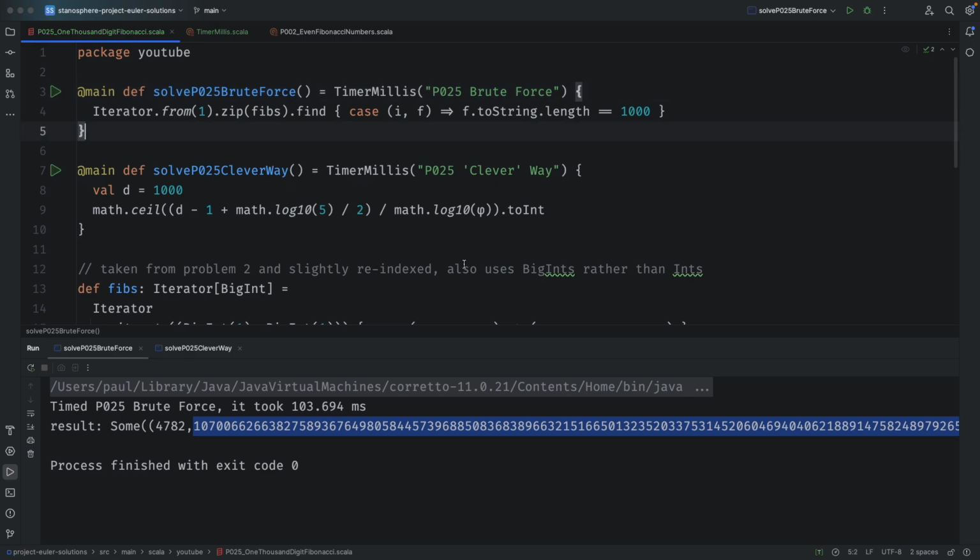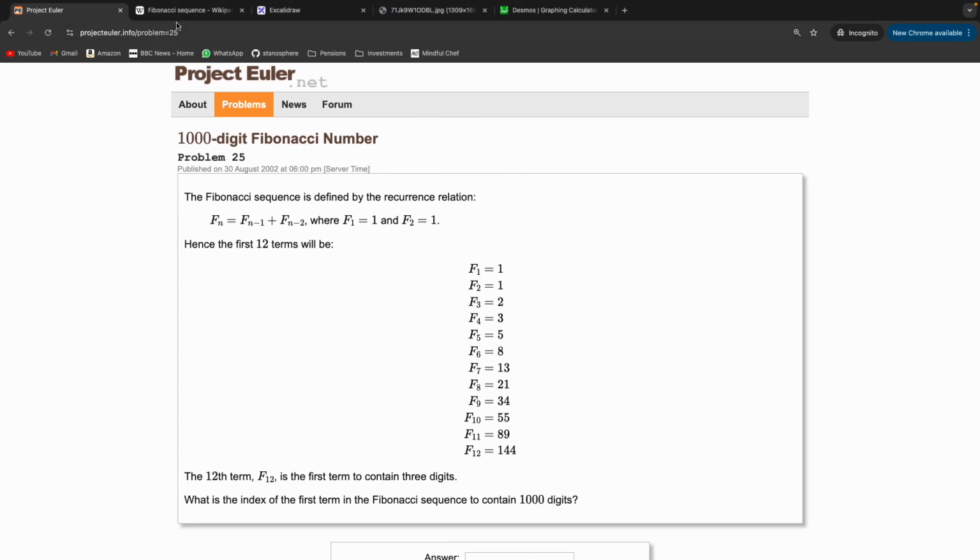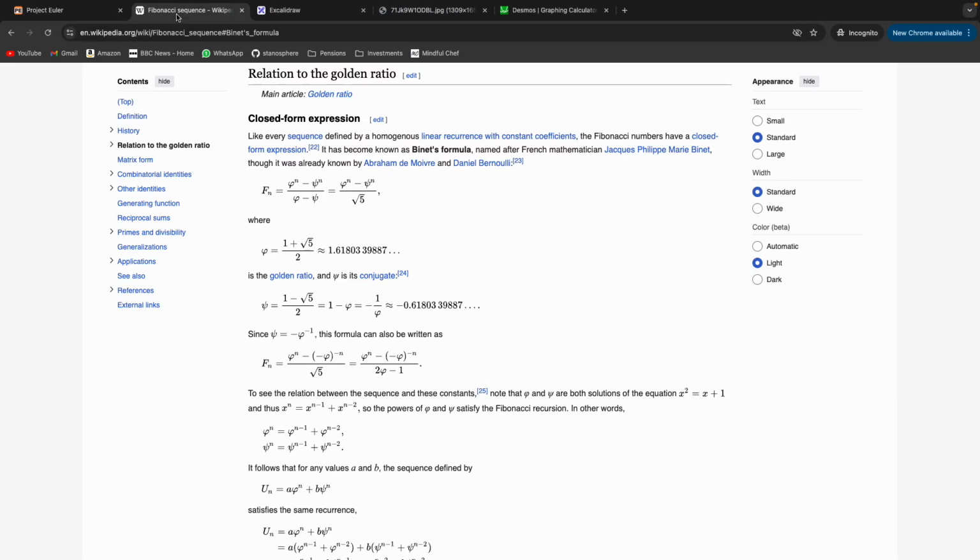Great. Now, the clever way is much more interesting, and it relies on something called Binet's formula. This is something that's been known about for, I guess, hundreds of years, and some people came up with this formula for the nth Fibonacci number, which is in terms of the golden ratio. I first saw this when I was doing A-level maths at school, and you basically pretend it's a geometric series, and that we're adding up two geometric series to get the result.